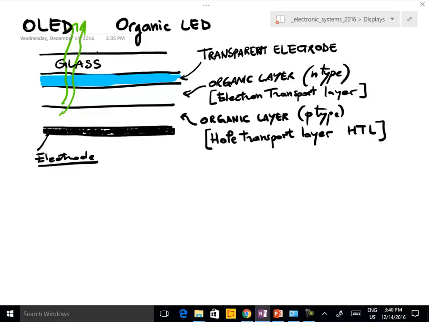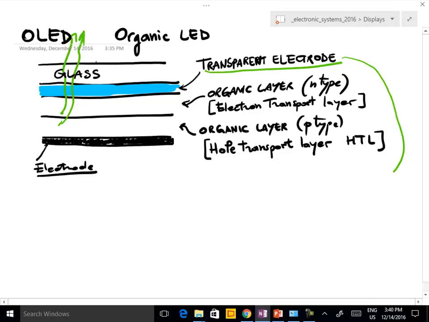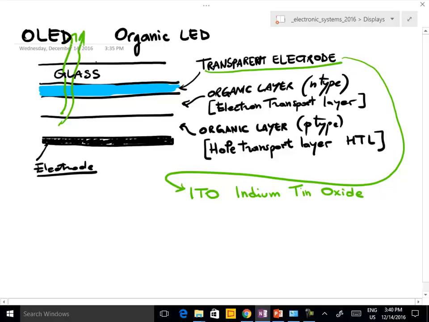The transparent electrode can be made with many different types of material. Let me just stress a couple of things. The most common one is called ITO. ITO stands for indium tin oxide. In Italian it would be ossido di stagno e indio. Tin is stagno in Italian. And that is the most common way of doing it.